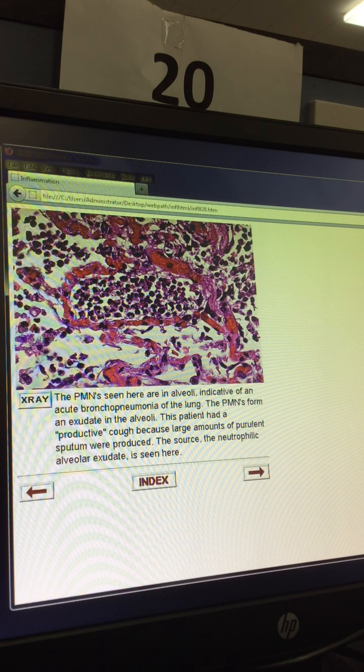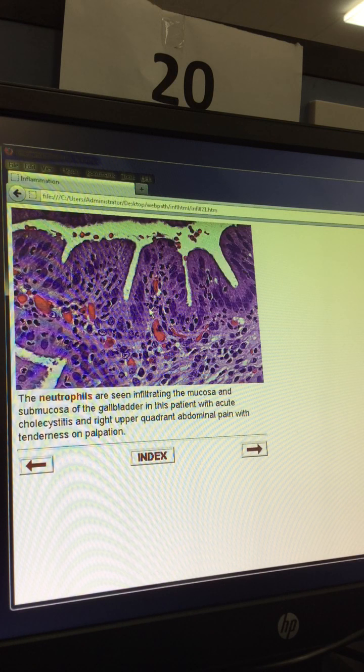Here is an example of alveoli. This one, we can see numerous neutrophils in it. So the patient will be presenting with what? If the neutrophils are in the alveoli, the patient will present with productive cough. The patient will be coming with sputum because of the infection in the alveoli.